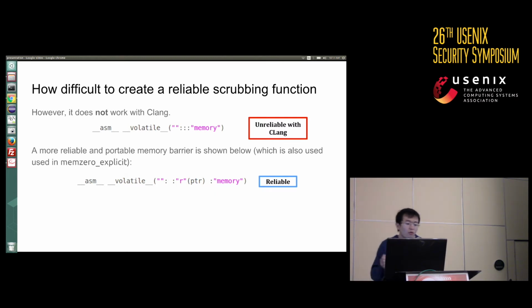So a more reliable and portable memory barrier is shown at the bottom. This is also the one that is used in memzero_explicit from Linux. The difference here is that with this memory barrier, the pointer to the memory to be cleared is made explicit to the barrier.